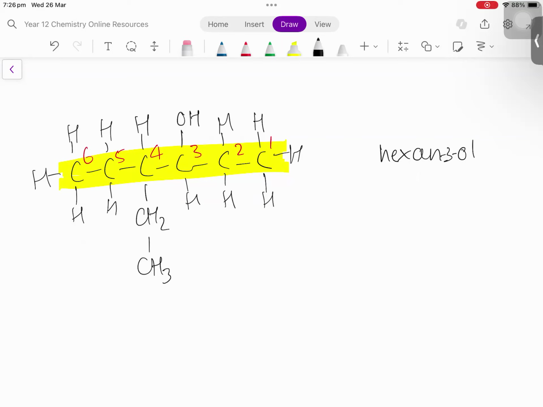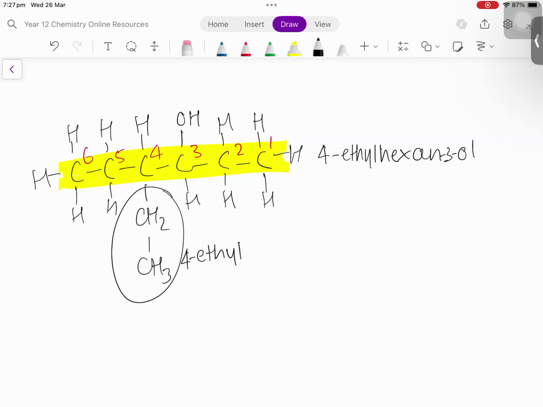And I've got an extra branch here that I haven't named yet. Can you guys give me the name of that one? It's 2 carbons and it's a branch. What's the prefix for 2 carbons? What's the suffix for a branch? Good. Prefix for 2 carbons is eth. Suffix for a branch is -yl. What carbon in the parent chain is this ethyl bonded to? Carbon 4. So this is 4-ethyl. And I'm going to put it together now. This is 4-ethyl hexane 3-ol.